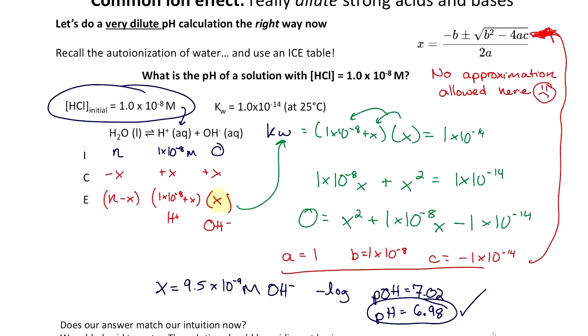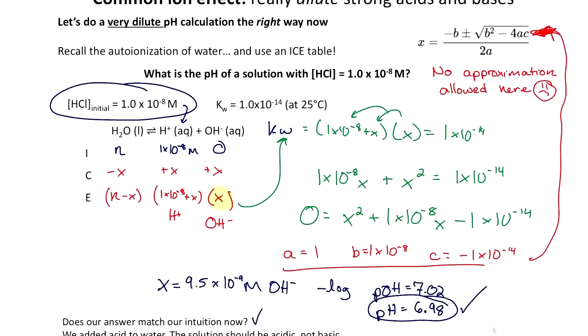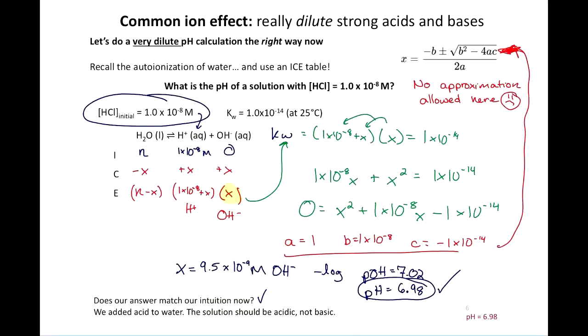And so finally, doing the full quadratic using the Kw expression, we can solve for a better pH that actually makes sense with our intuition. It does match our intuition. We added acid to water. The solution should be acidic, not basic. So yes, this required the quadratic formula, and I told you on exams, there's always an approximation that could be done to not need the quadratic. So this specific question would never show up on the exam, but this is how we could word it where technically you don't need to use the quadratic.